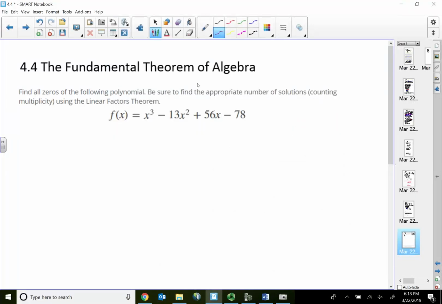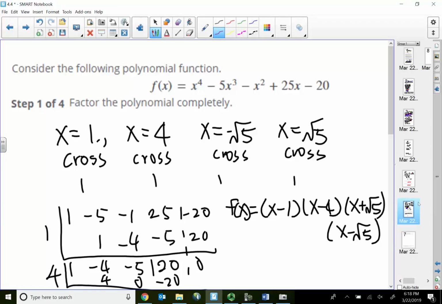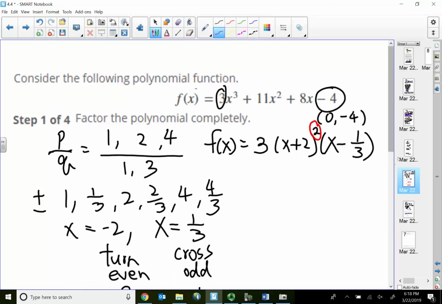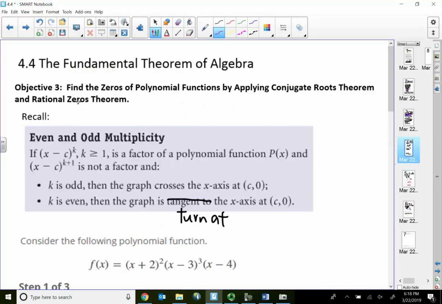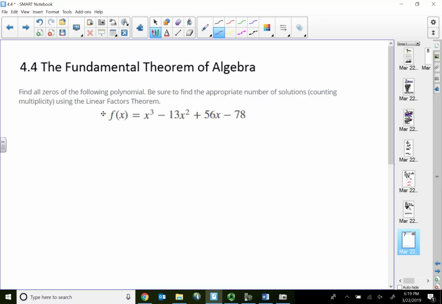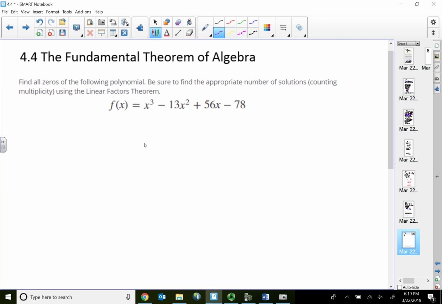In this lecture video, let's continue with our objective number 3. Finding the zeros of a polynomial function by applying the conjugate roots theorem and our rational zero theorem. These types of problems want us to find all the zeros of the polynomial, but we need to make sure to find the appropriate number of solutions, counting the multiplicities. So we're going to think about this a little bit.